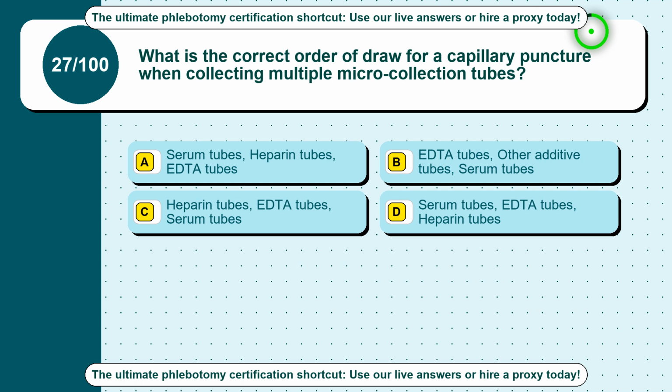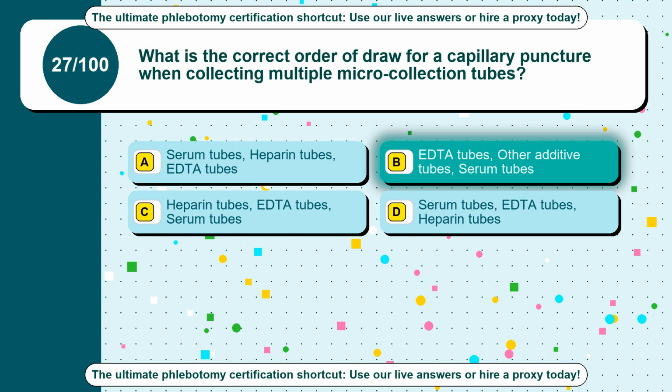Question 27. What is the correct order of draw for a capillary puncture when collecting multiple microcollection tubes? Option A, serum tubes, heparin tubes, EDTA tubes. Option B, EDTA tubes, other additive tubes, serum tubes. Option C, heparin tubes, EDTA tubes, serum tubes. Option D, serum tubes, EDTA tubes, heparin tubes.